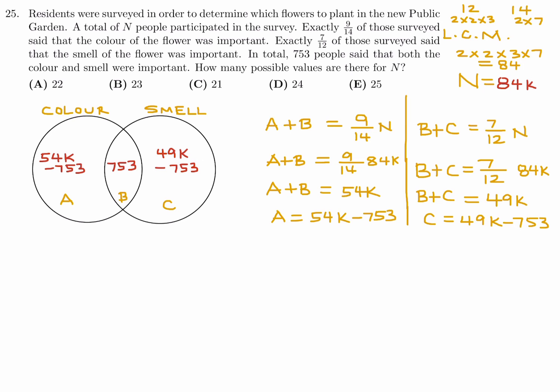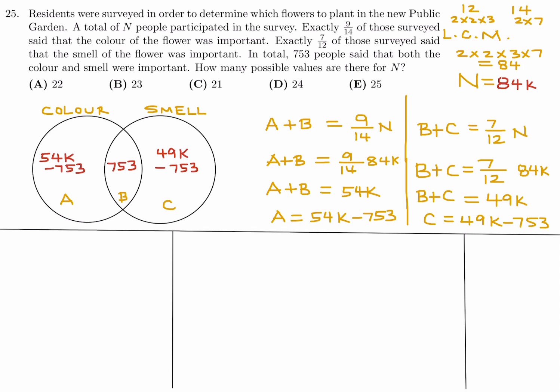Great. Now we have to figure out how many possible values there are for N. That means I have to figure out an upper and lower boundary for my K. We will first do the lower limit, then the upper, and then combine them. What is K going to be greater than? That's going to give me the lower limit.